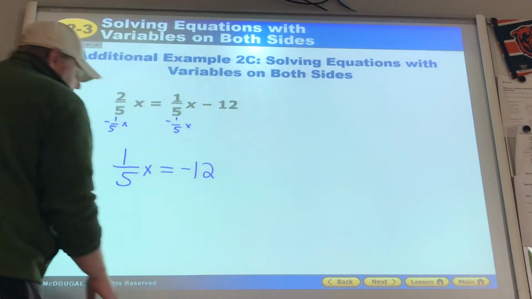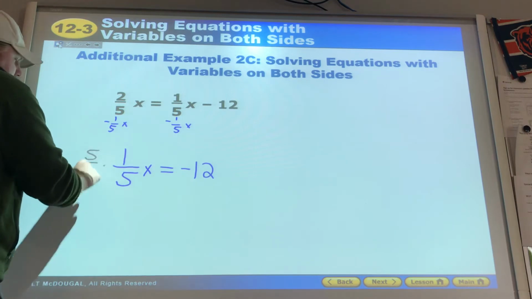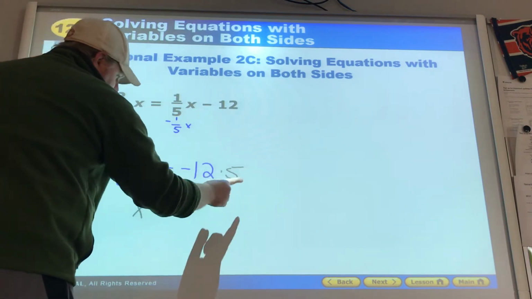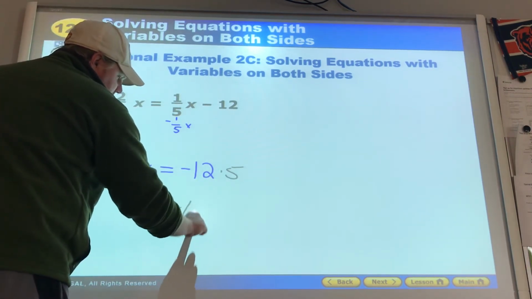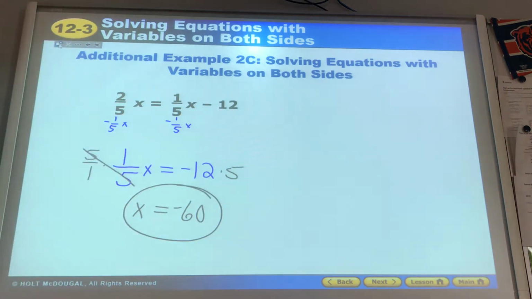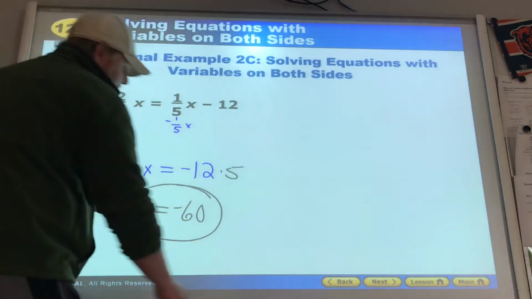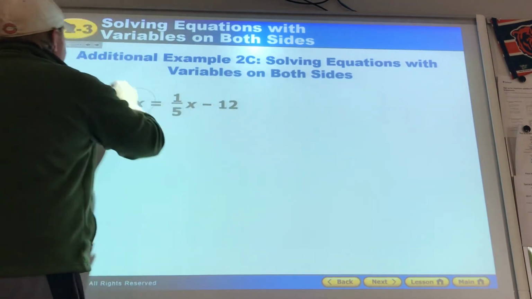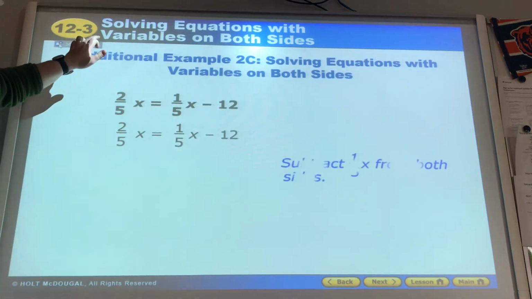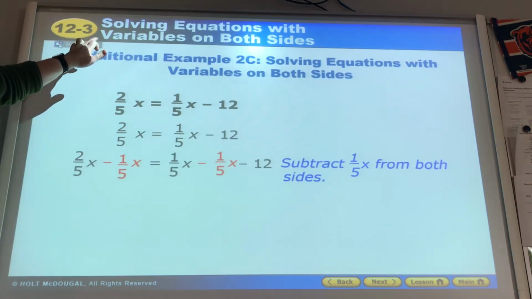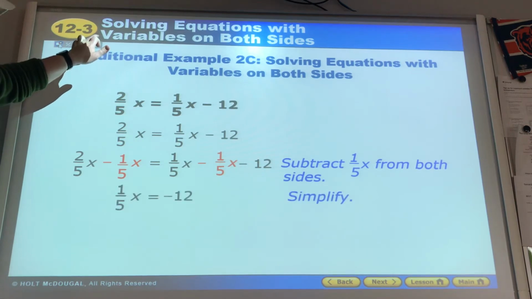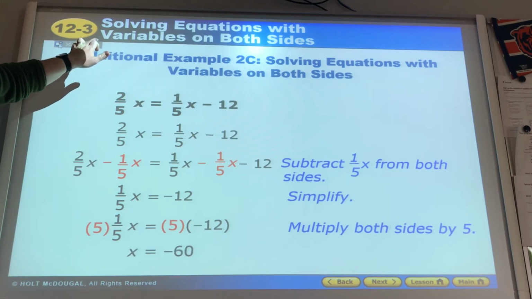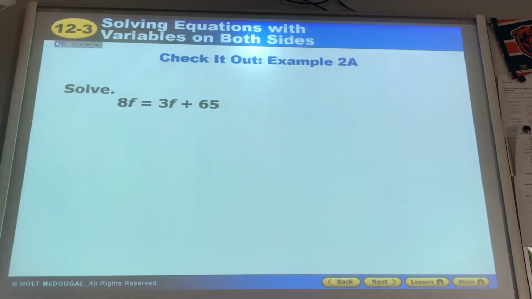Oh, now I'm ready to undo this. Well, if I want to get rid of that, I can think I multiply by 5 over 1, gone. Multiply by 5 over 1 if you want to think about it. Negative 60 then is my answer. Okay? They subtract 1/5 on each side, simplify, they multiply by 5 on both sides, and you get x equals negative 60.